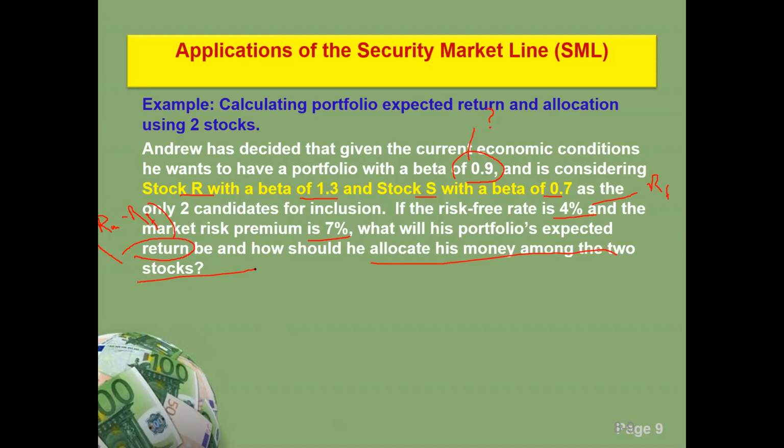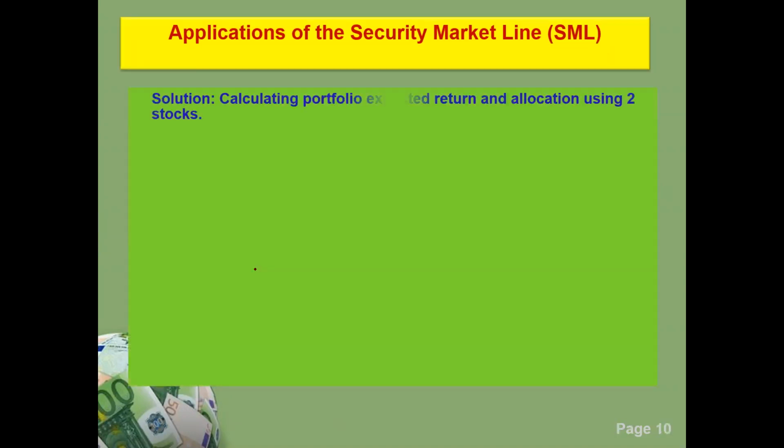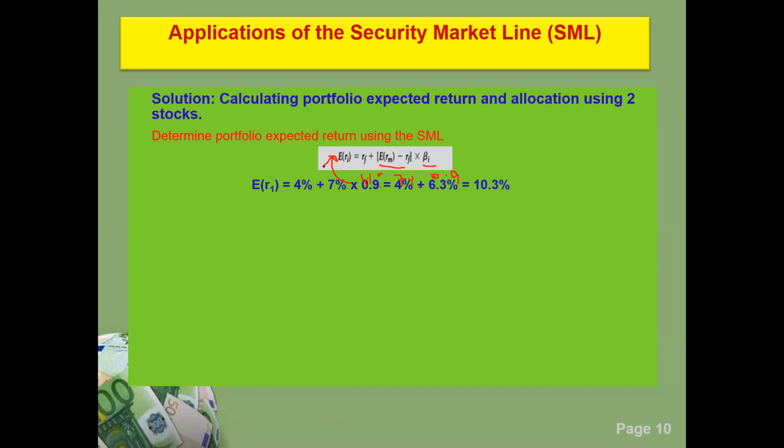Okay, fine, so let's see. First of all, the beta of his portfolio is very simple. We know the beta of his portfolio is 0.9, which is what he is expecting. The risk-free rate is probably 4% and the market premium 7%, whatever is given. It's very easy to calculate the expected return of his portfolio. We just plug in the values. With a 0.9 beta, he should expect a return of 10.3%. Very simple.